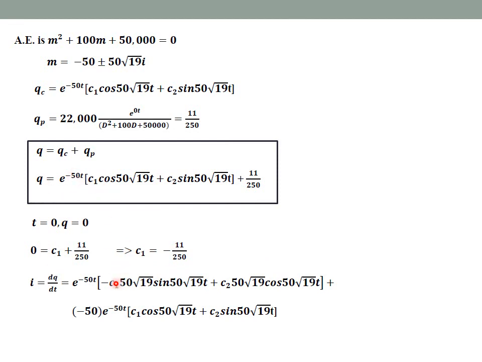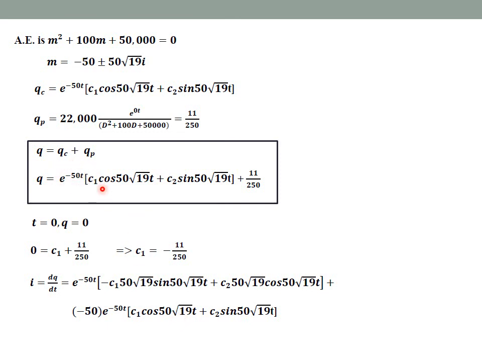Again you have to differentiate this same as we did in the previous problem. We have to go for product rule. This is u, e power minus 50t is u, and differentiation of v, differentiation of this term. So cos of something into t, differentiation of cos is minus sine, and something is there, you have to multiply it. So it is like minus c1 50 root 19 into sine 50 root 19 t plus differentiation of sine is cos, and 50 root 19 you have to write it, plus second function as it is, that is c1 cos 50 root 19 t plus c2 sin 50 root 19 t as it is.